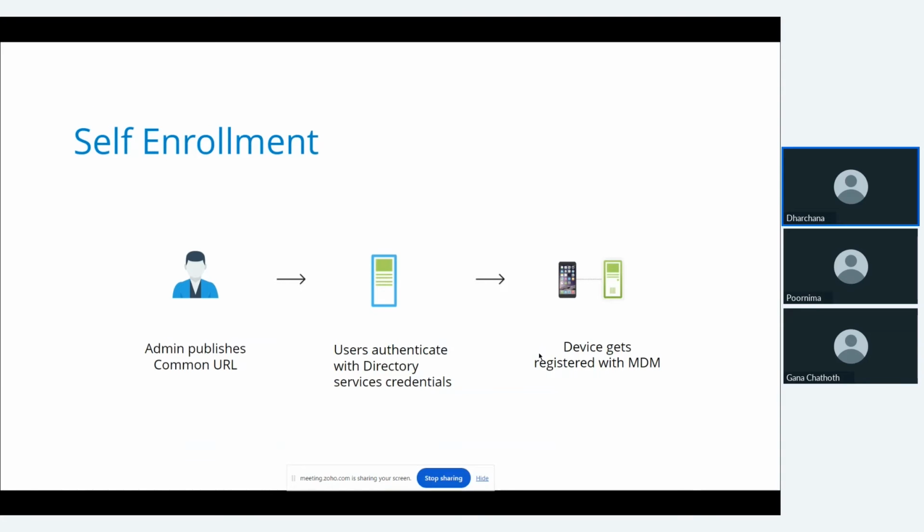Moving to the next enrollment method, self-enrollment. So this is the workflow. First, the admin will publish a common URL. Once the user accesses this URL, they'll be prompted to authenticate their device with directory credentials. The condition for this enrollment is that directory services must be configured to ensure that the users authenticate themselves before enrolling, so that the admin will be aware of who's enrolling the devices.